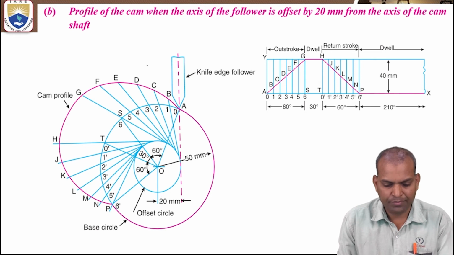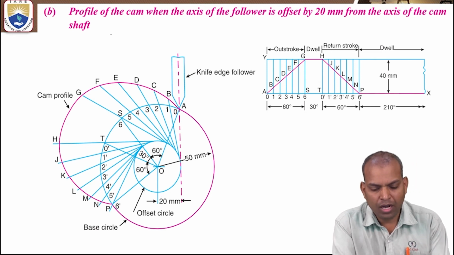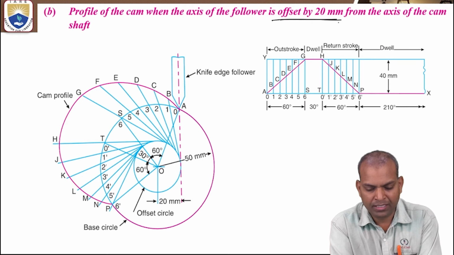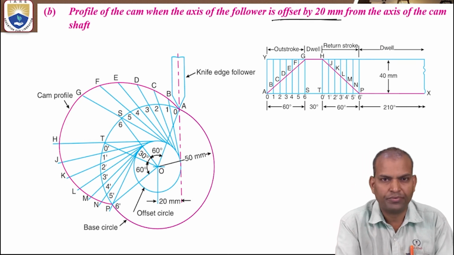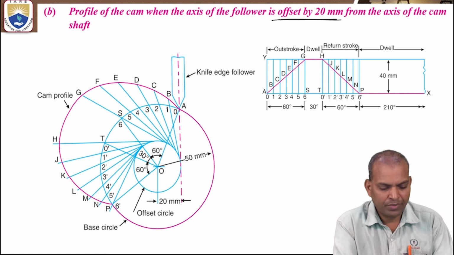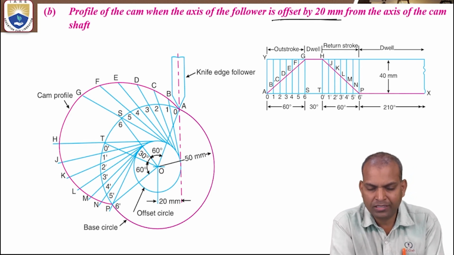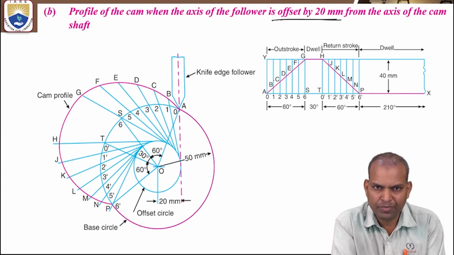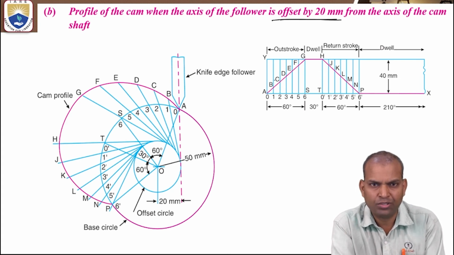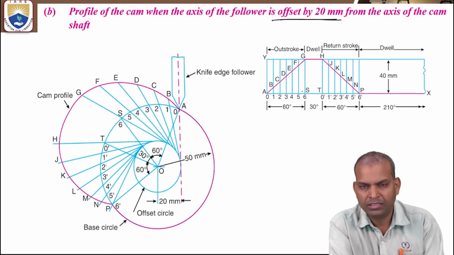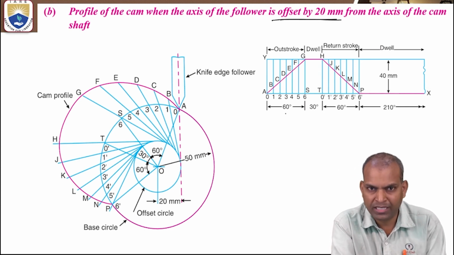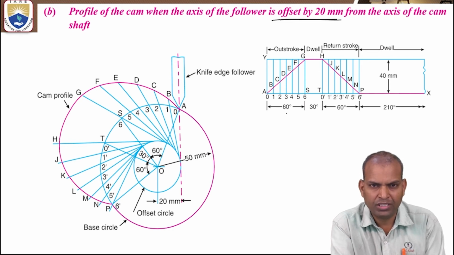Another case study that is very important. We have to draw the offset by 20 millimeter from the axis of the camshaft. What is the offset? That means, let me start drawing first. What is the displacement curve? The displacement diagram remains the same because it is related to the cam rotation and also the follower. The follower is having uniform velocity. The same displacement diagram. The follower is a knife edge follower and having a motion of uniform velocity.